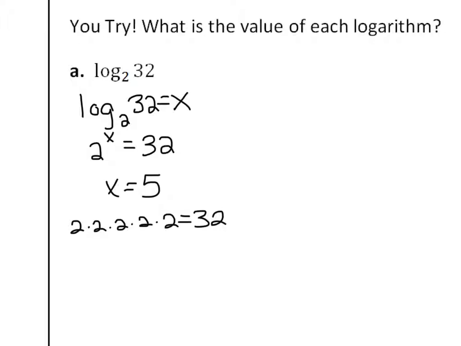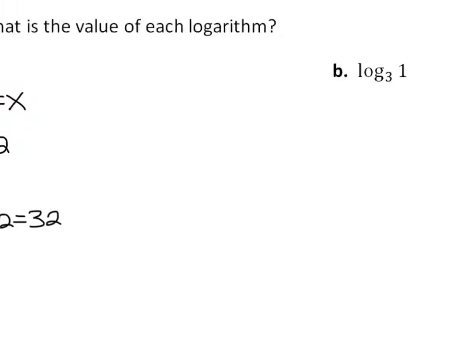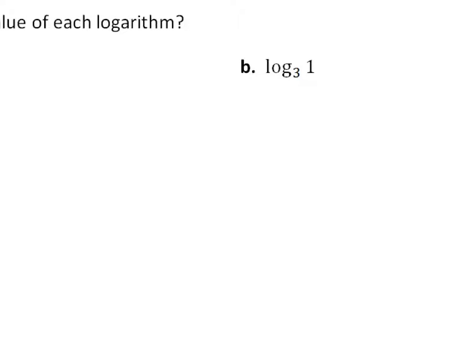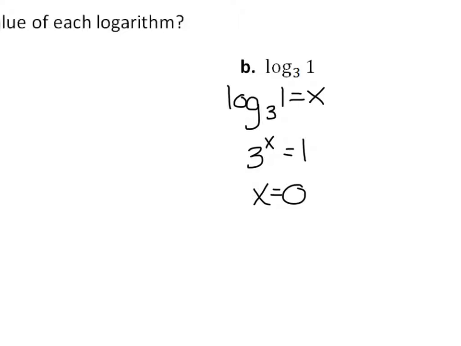Going over to letter B, again, first step, set it equal to x. Log base 3 of 1 equals x. So we rewrite it in our exponential equation. So the base is 3. X will be the exponent equals 1. So the question is, 3 to what power equals 1? The only way to turn 3 into a 1 using an exponent is for x to equal 0.